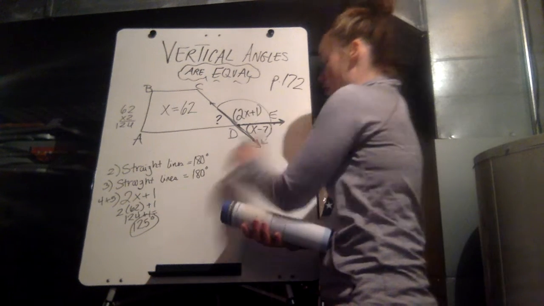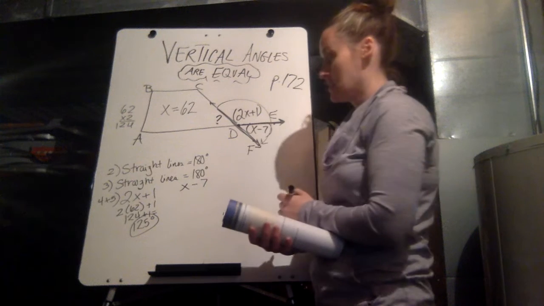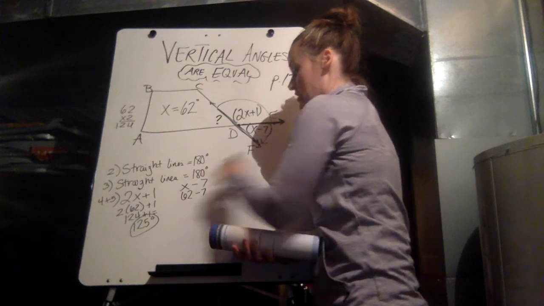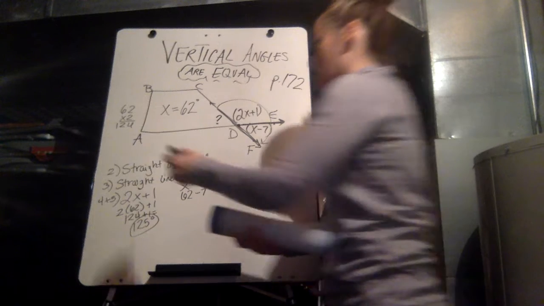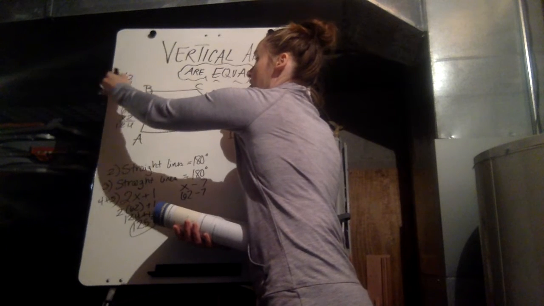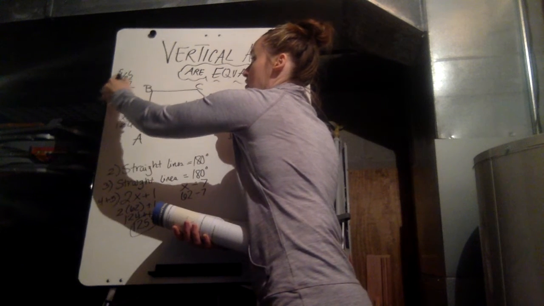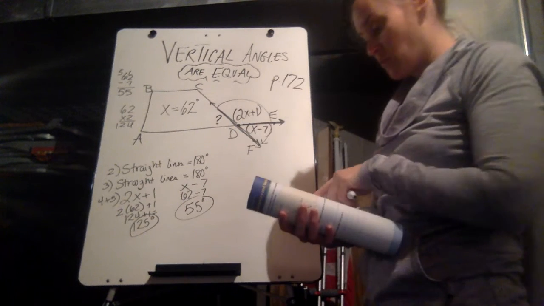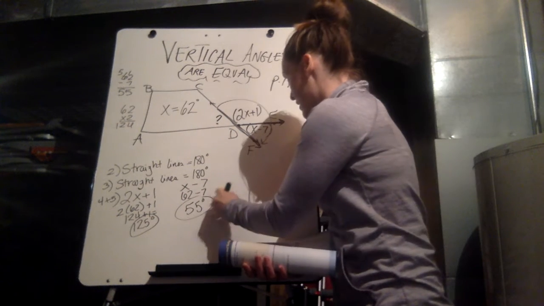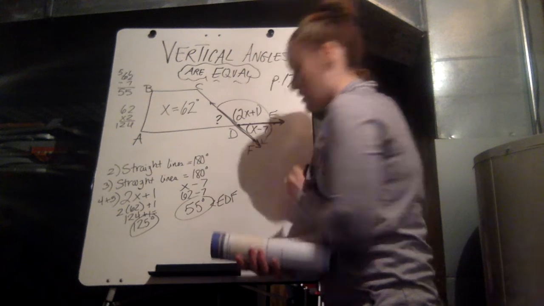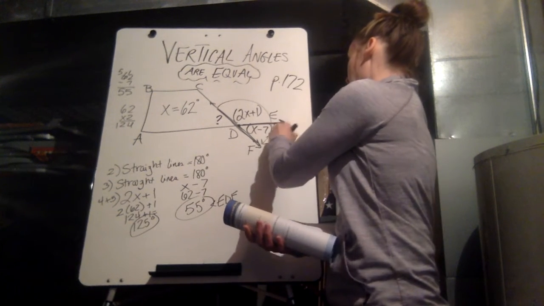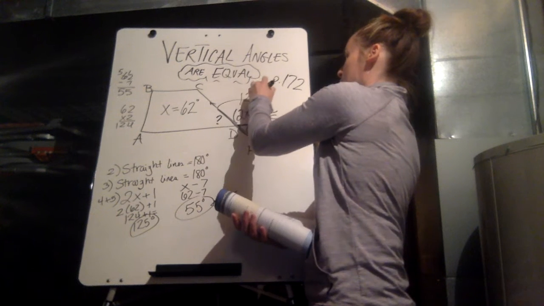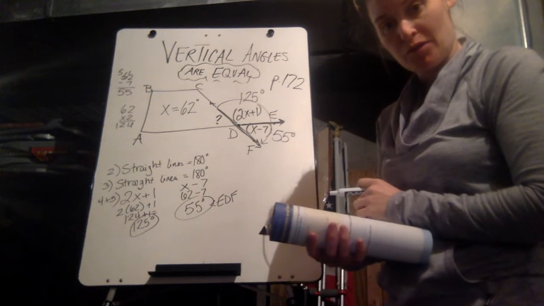So I'm going to use my other expression, x minus 7. And remember, anywhere you see an x, you put in 62. So 62 minus 7. So again, if you're still having trouble doing this in your head, 62 minus 7, you got to borrow. 55. 55 degrees. Okay, so that one says, what are the measures? So E to D to F is 55. That's our acute. And then CDE, our obtuse, is 125. So take a second. You can go ahead and mark those in your booklet.